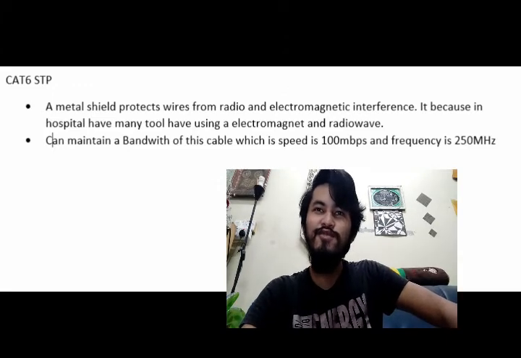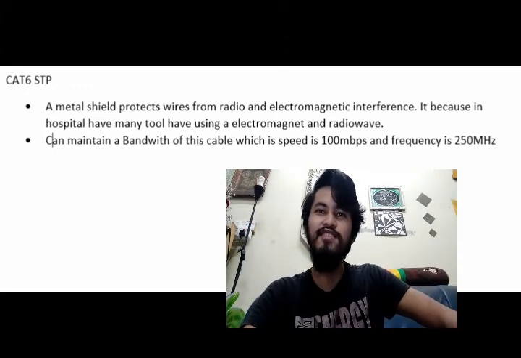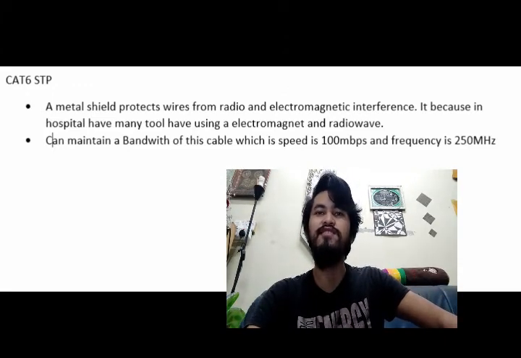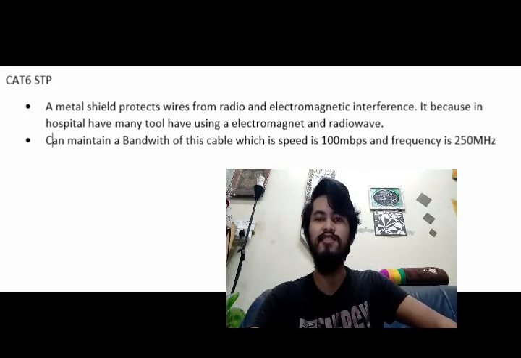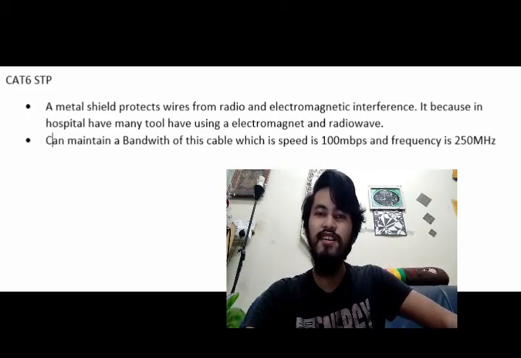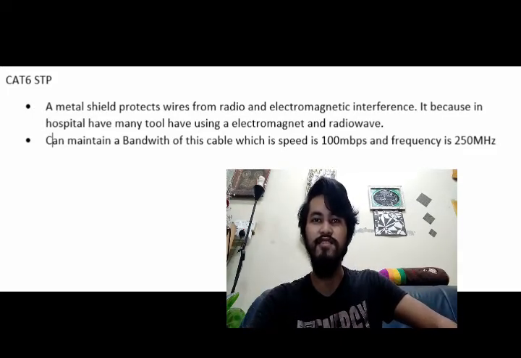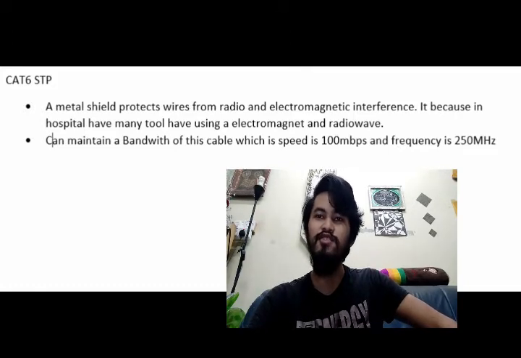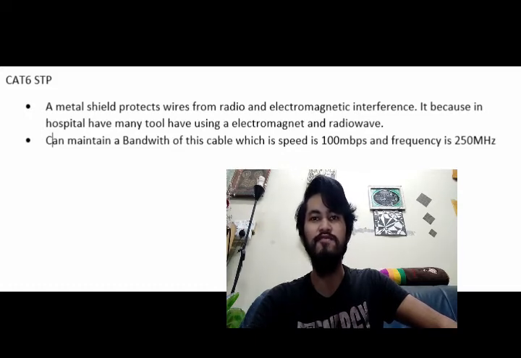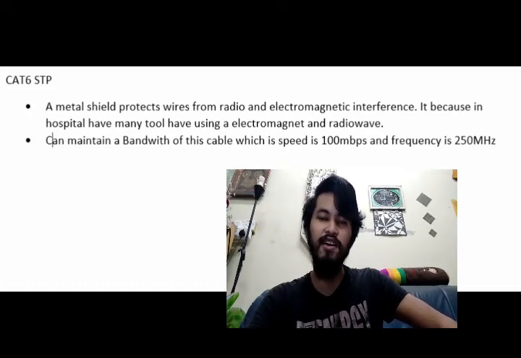So the cabling I choose to connect each connection in the hospital is Cat6 STP. These cables have a metal sheet that protects the wire from radio and electromagnetic interference. I chose this cable because a hospital has many devices that use electromagnetic and radio waves, for example MRI, X-ray, and similar equipment.